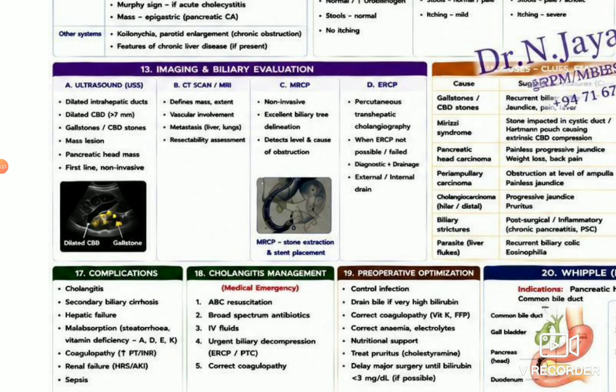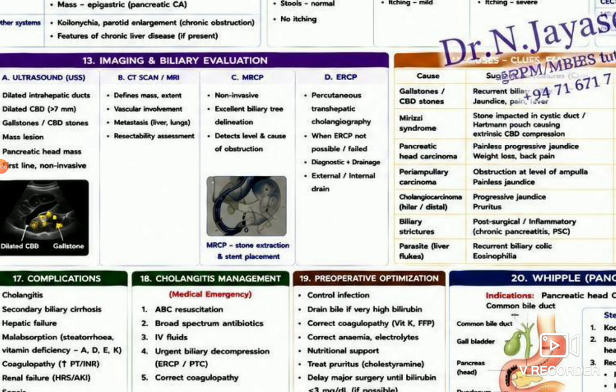CT scan. CT scan is excellent for pancreatic masses, metastasis, and staging. MRCP. MRCP beautifully visualizes the biliary tree non-invasively. It is non-invasive. ERCP. ERCP is both diagnostic and therapeutic. You can identify the obstruction, remove the stones, place the stents, and decompress the biliary system.